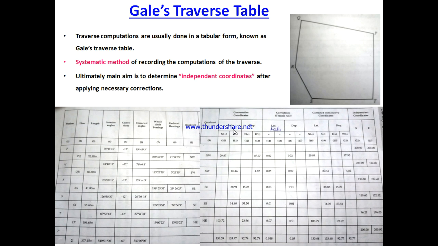What is the formula of latitude? It is equal to L cos theta. Here the length is 92.90 meter. So 92.90 into cos theta, where theta will be 288 degree 45 minute 25 second. With the help of this formula L cos theta, we will calculate the value as 29.87. Now the question is where I should keep this value. Either I should take this latitude as positive or negative.